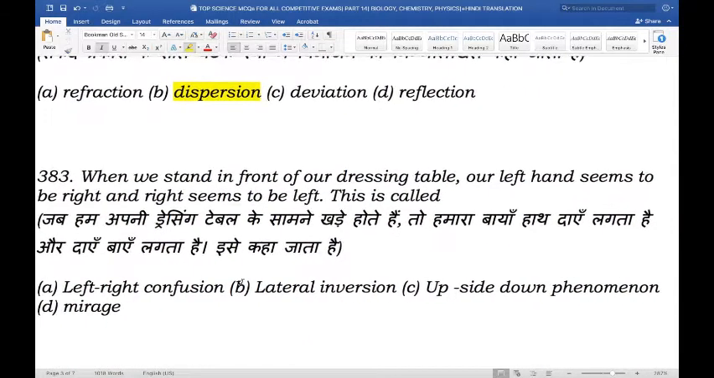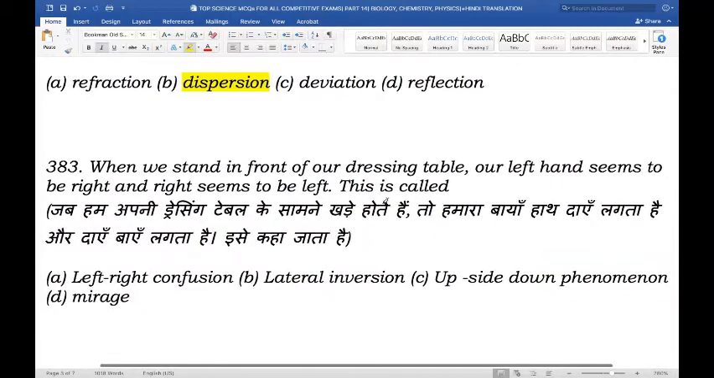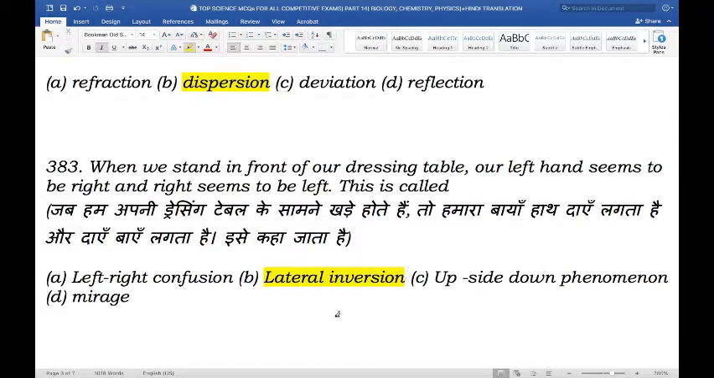Next, when we stand in front of our dressing table, our left hand seems to be right and the right seems to be left. So what is this phenomenon called? Is it left-right confusion, lateral inversion, upside down phenomenon, or mirage? And the right answer here is lateral inversion. Lateral inversion is a phenomenon in which left appears to be right and vice versa. It is due to the direction that light follows when it strikes a reflecting surface, which in this case would be a mirror.